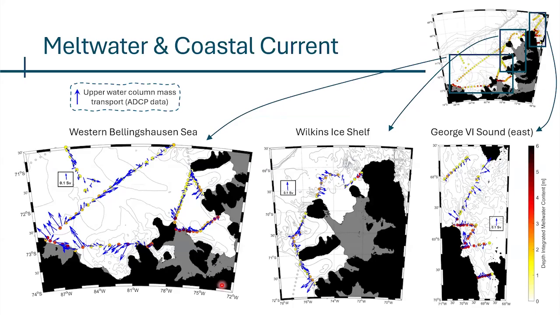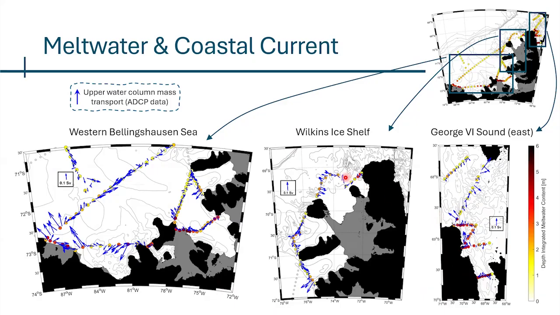So where does this meltwater go after it's driven melting in the ice shelf cavity? The maps I've got here show the depth-integrated meltwater content, and the arrows overlaid on there are from the ADCP, looking at mass transport just in the upper water column. If we start on the right-hand side of the page, you can see really quite high meltwater content extending north from George VI ice shelf, with intensified flow along the coast of Alexander Island here. It looks like it's going to turn towards the west and continue to follow the coast.